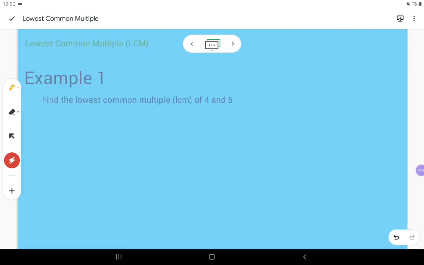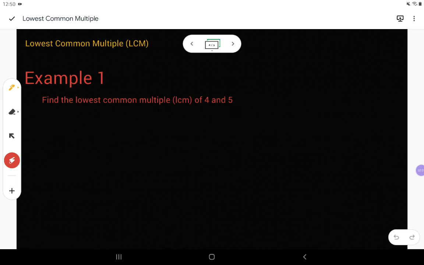So let's try some. What if I wanted to find the lowest common multiple of 4 and 5? So I'm going to start off with 4. I'm going to make a list of all the multiples for 4. And then I'm going to do a list where I find multiples of 5.